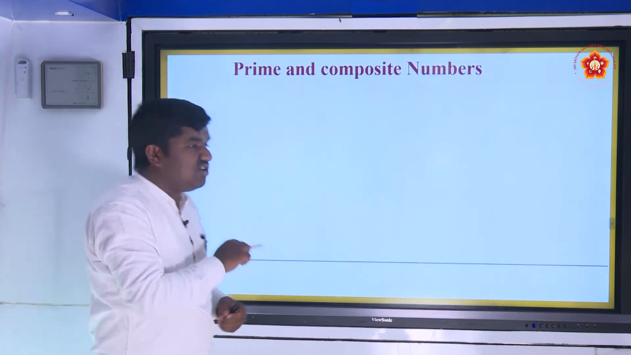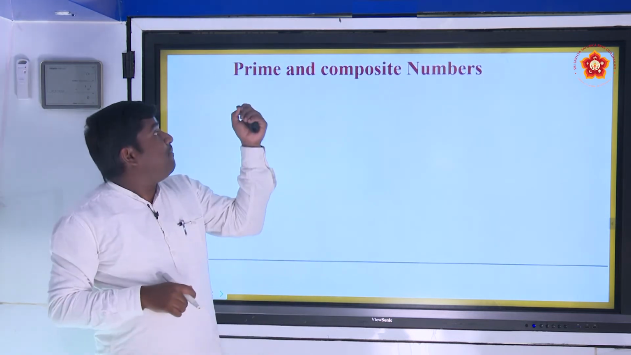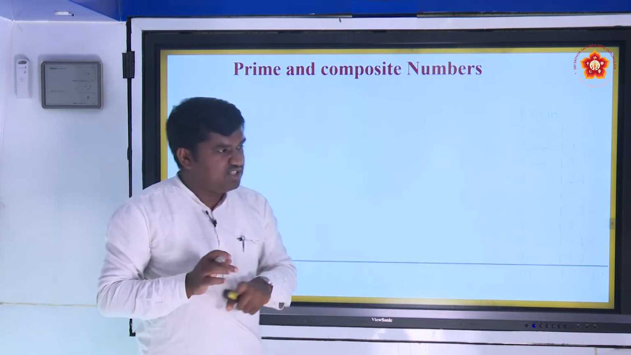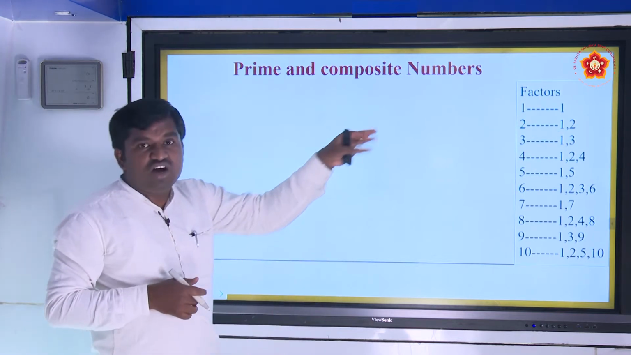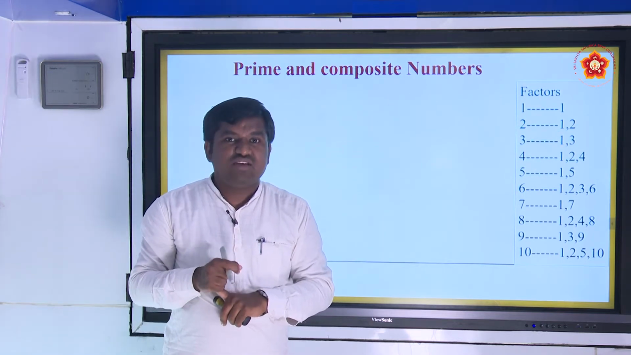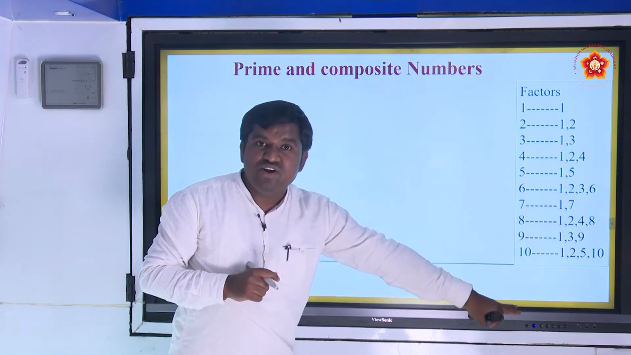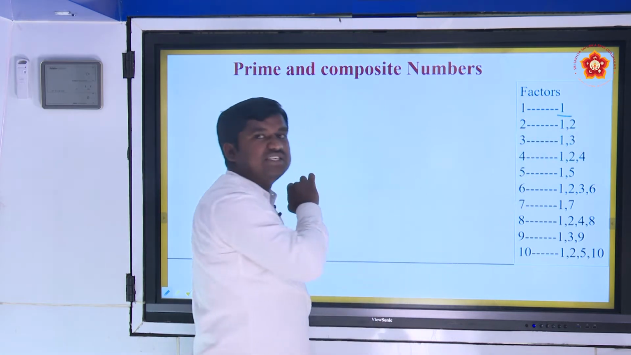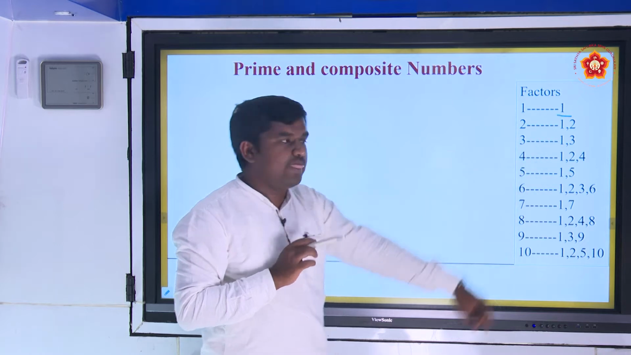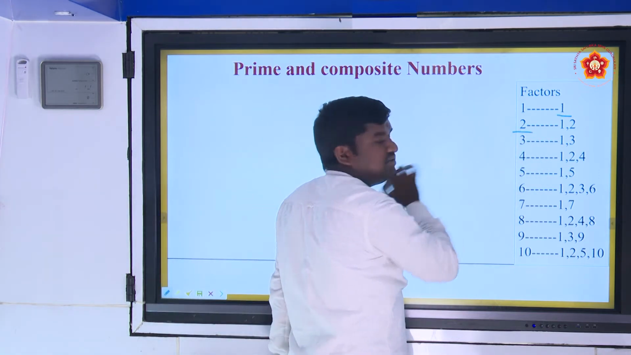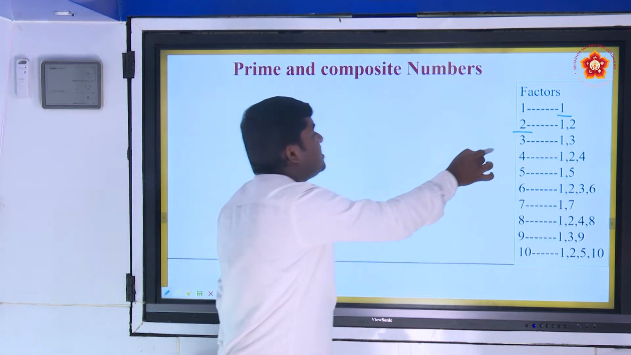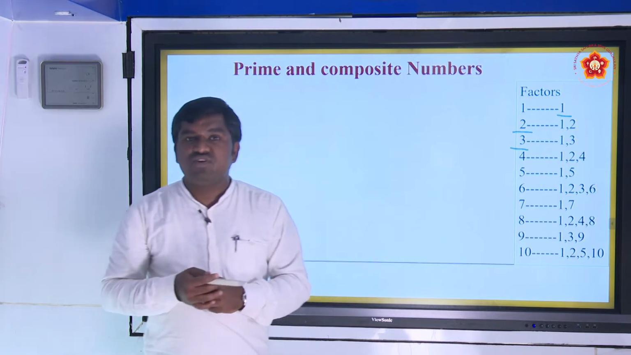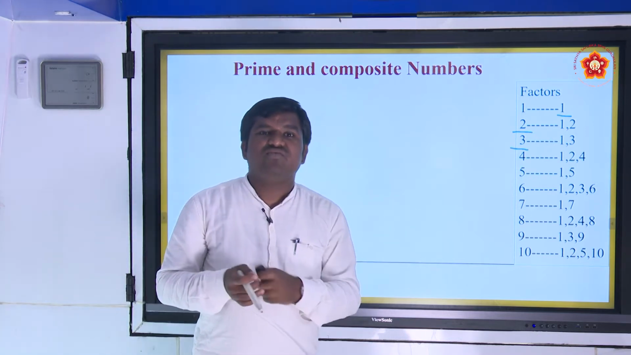So we have to know about prime and composite numbers. What are prime numbers and composite numbers? Before going to that, you know how to find out the factors. We will find out the factors from 1 to 10. Factors of 1 is 1 only, because it will multiply from 1 only. Factors of 2 are 1 and 2. Factors of 3, 1 and 3. Factors of 4, 1, 2 and 4. Factors of 5, 1 and 5 only.